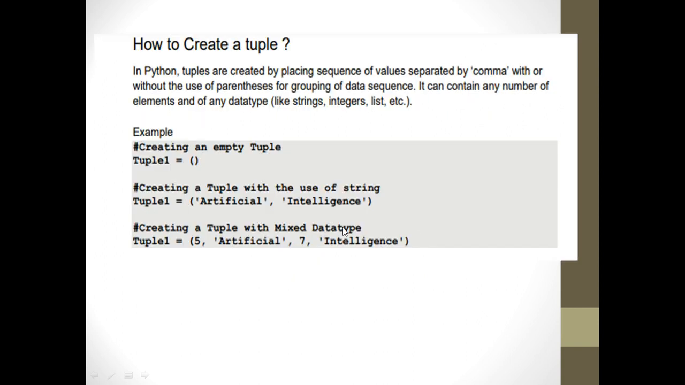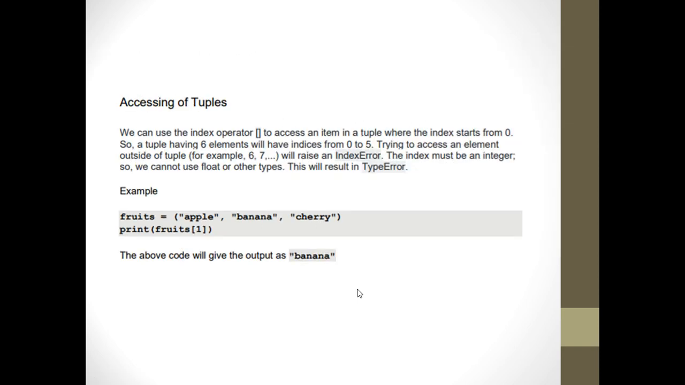So this is an example of a tuple. I can say tuple 1. These are the two strings in tuple 1. Or I can also have some mixed type: integer, string, another integer, string. The tuples are given within simple brackets. They can have any number of elements, and the elements can be of any data type.